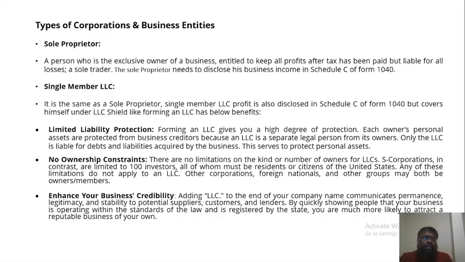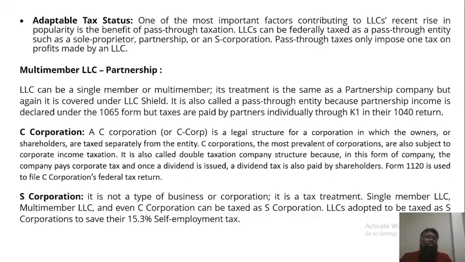Another difference is that there is no ownership constraint, and it enhances your business credibility. When you form a single member LLC, it's a formal form of business, while I already told you sole proprietorship is most of the time a casual form of business. When you form the single member LLC, it becomes a formal business in which you have to follow the state rules and state filings. So the business credibility is increased, and you properly follow the rules and regulations of the company.